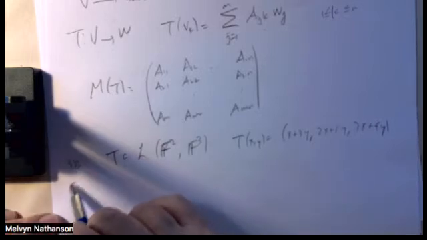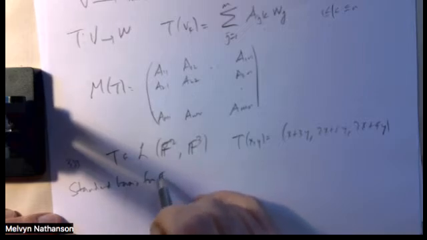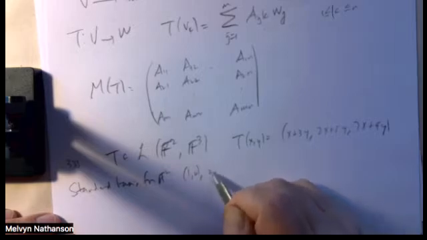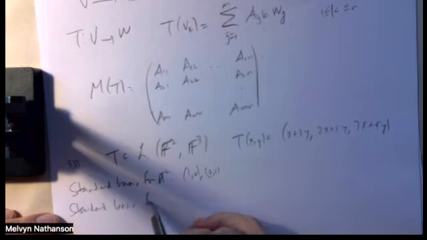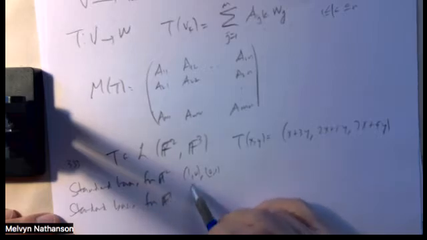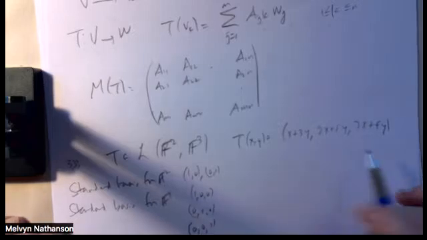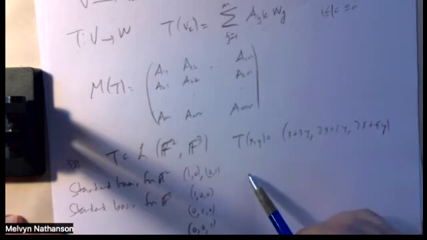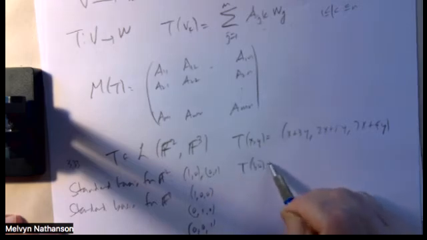So what is the standard basis for F2? It's the vectors (1, 0) and (0, 1). And the standard basis for F3 are the vectors (1, 0, 0), (0, 1, 0), and (0, 0, 1). So what does T apply to these basis vectors? What is T of (1, 0)?